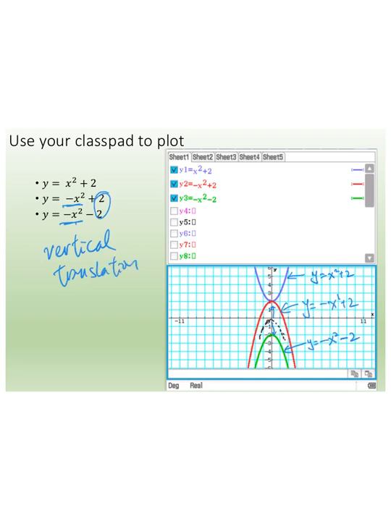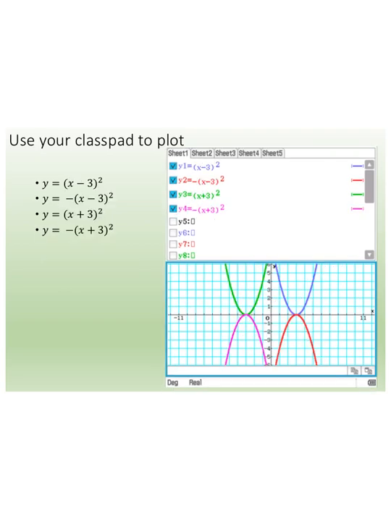Now let's have a look at the next slide. Again, I would like you to try plotting this and see if you can get the same parabolas as I do. When you have y equals (x minus 3) all squared, you know that it's the basic parabola y equals x squared moved across by 3. So y equals (x minus 3) all squared.